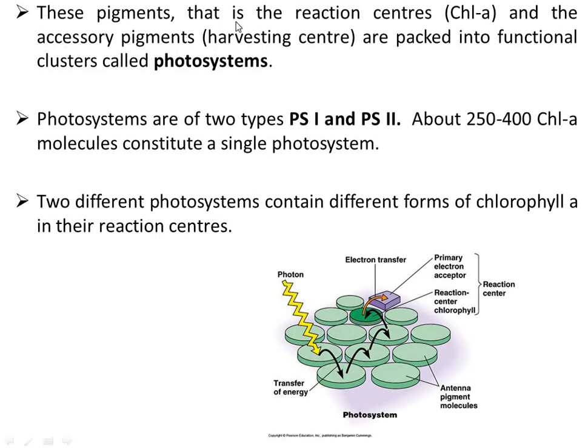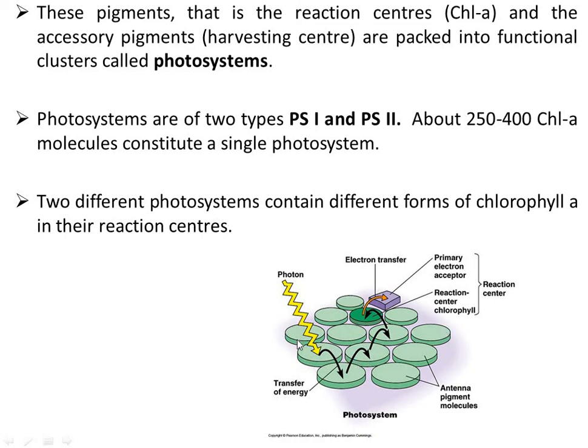These pigments, that is the reaction center chlorophyll A and the accessory pigments harvesting center, are packed into functional clusters called photosystems. The photosystems are of two types, PS1 and PS2. About 250 to 400 chlorophyll molecules constitute a single photosystem. The two different photosystems contain different forms of chlorophyll A in the reaction center.